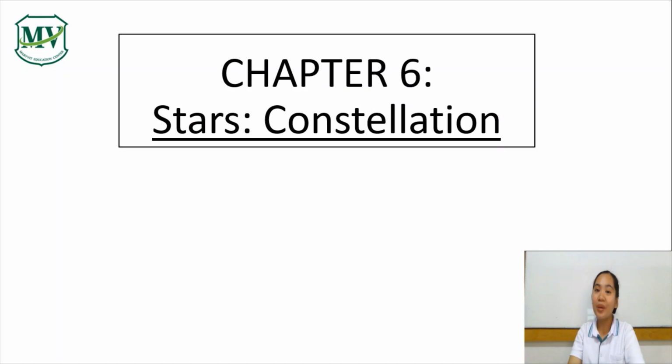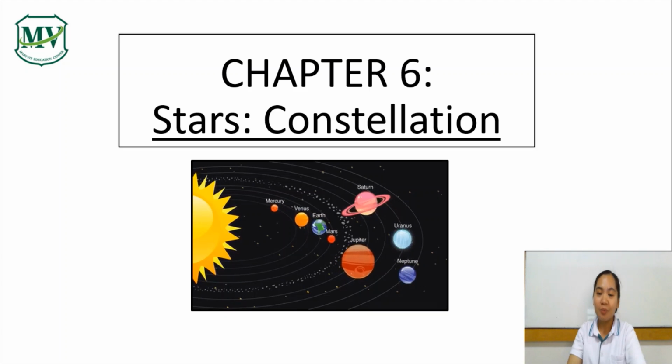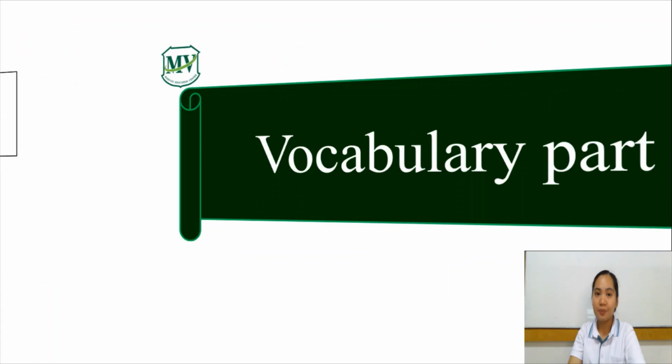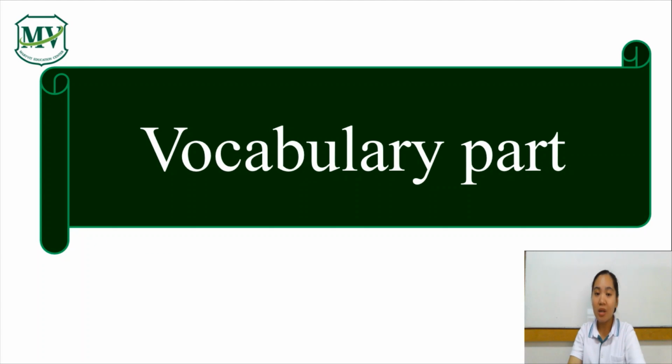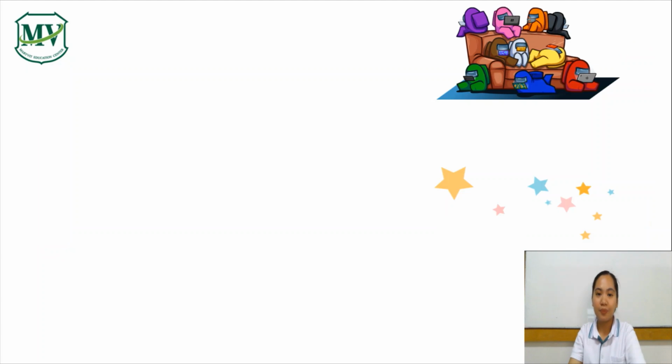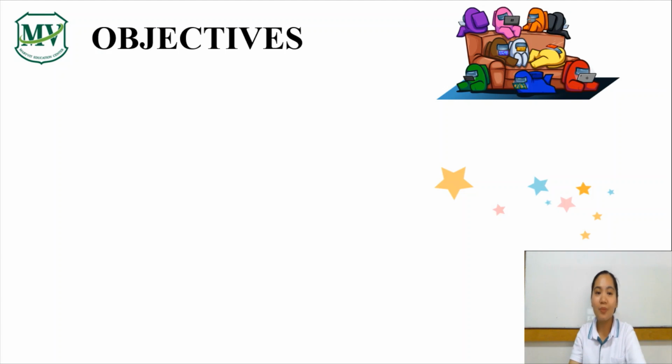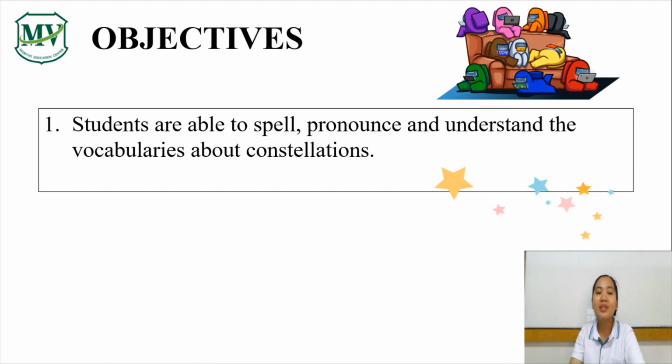In today's episode, we are going to learn about stars and constellations. But before that, we will have some vocabulary words first. Please see your vocabulary handouts for reference. Do take note of the different words because we will be using these words in our lesson proper. You will learn the word, its pronunciation, the English meaning, and a sample sentence. Are you ready, students? Let's start now. At the end of this part, you will be able to spell, pronounce, and understand the vocabulary about constellations.